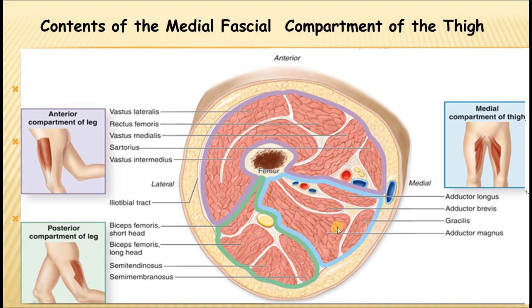The adductor magnus actually falls under two compartments. It shares the medial compartment, and also the posterior or flexor compartment of the thigh. It falls under the two compartments, so that is why it is also called the composite muscle.